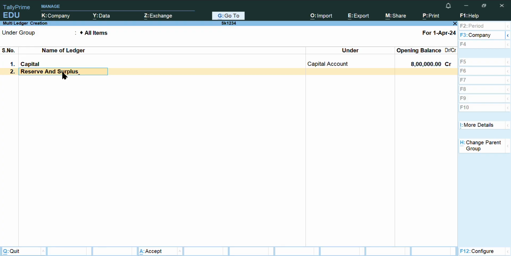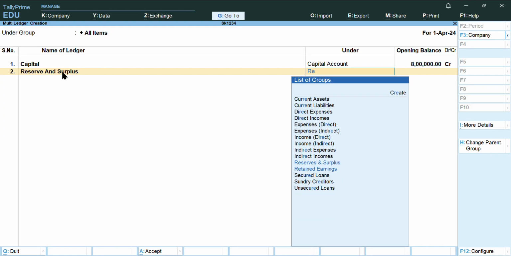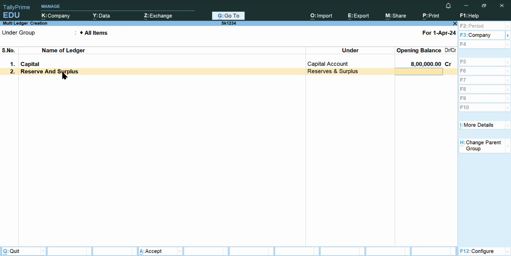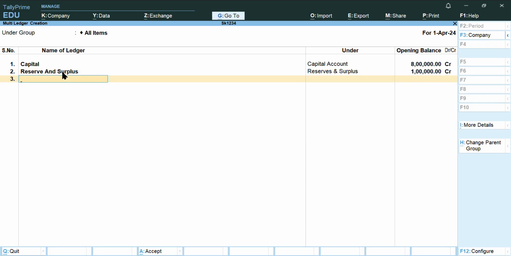All right, so the category is reserve, and then the balance of reserve and surplus was 1 lakh. That is it. Next was 3% debentures.